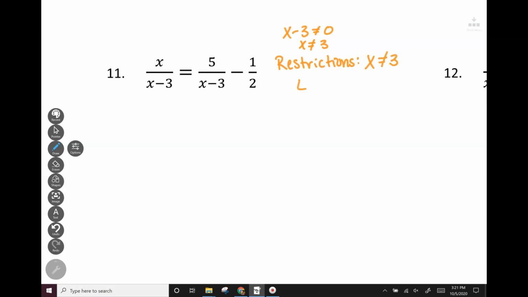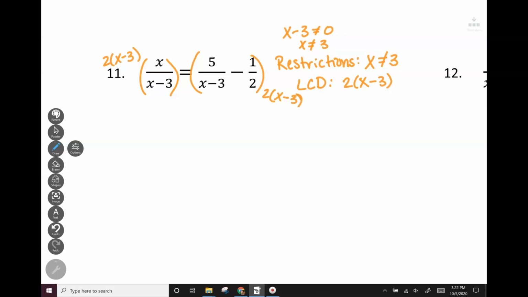Okay, now let's multiply both sides by our LCD. Your LCD here is 2 times x minus 3, just multiplying both of our unique denominators here. Okay, so I'm going to multiply both sides by 2 times x minus 3. So this side, 2 times x minus 3. This side, oh, no room, 2 times x minus 3.